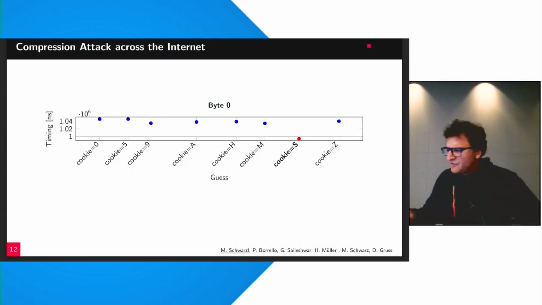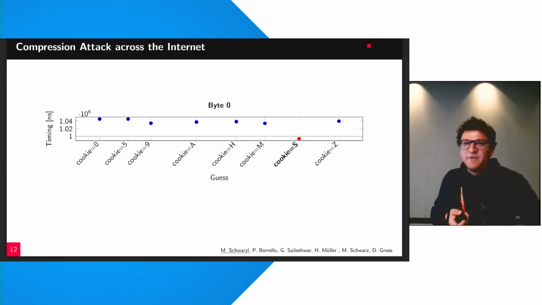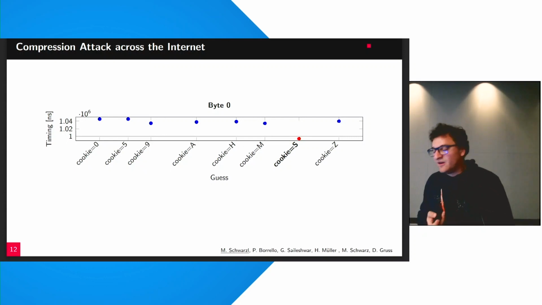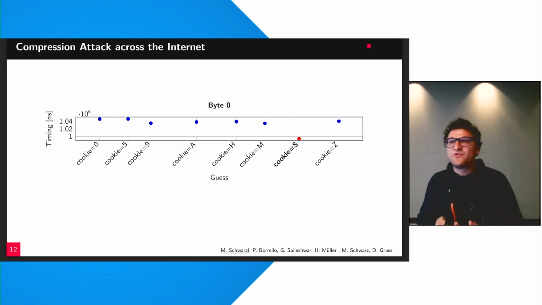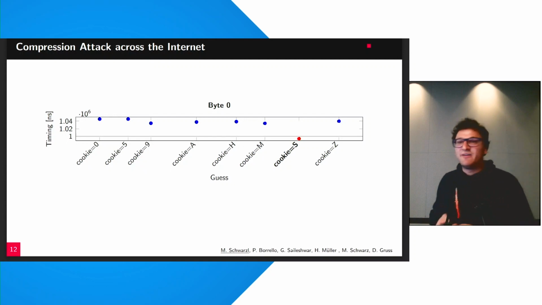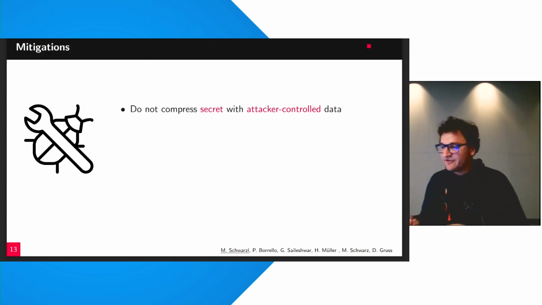So as you might imagine, if we have 50 microseconds of timing difference, we only require about 100 requests per guess to recover that secret, which makes it more practical than previous attacks in that range.